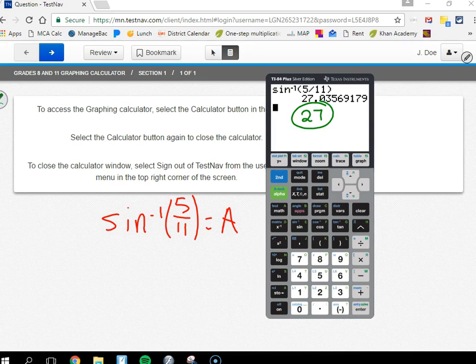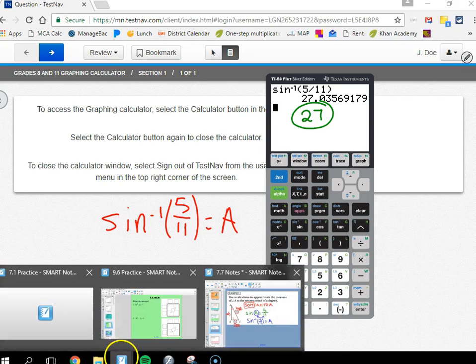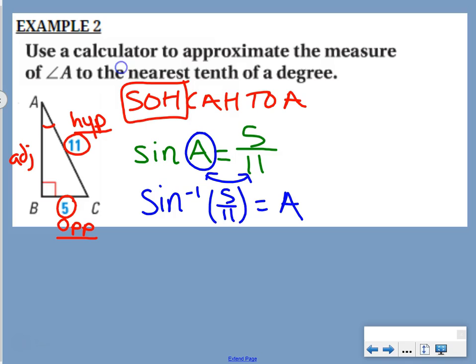So we can just round it to that whole number of 27. So our measure of angle A would be 27 degrees.